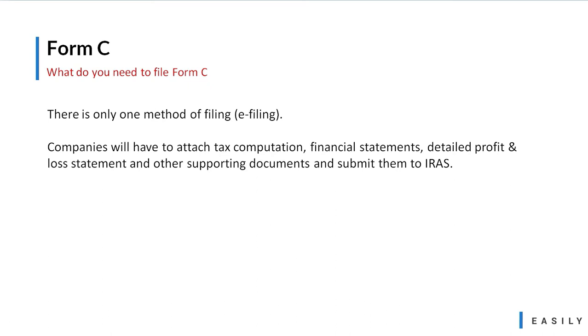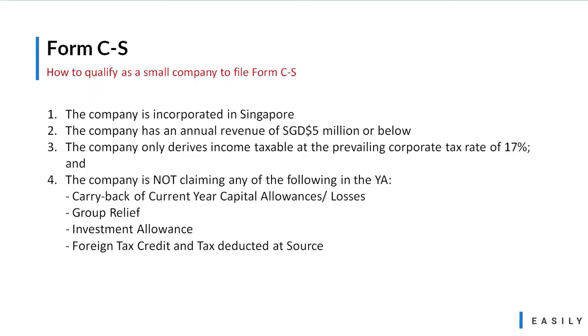So how do you determine what form to file? This is Form CS. If your company is incorporated in Singapore and has annual revenue of 5 million or below, then you can file Form CS. And these are the other criteria: the company only derives income taxable at the prevailing corporate tax rate of 17%, and so on. So you're not claiming any of these. Then you can file Form CS. If not, you have to file Form C.